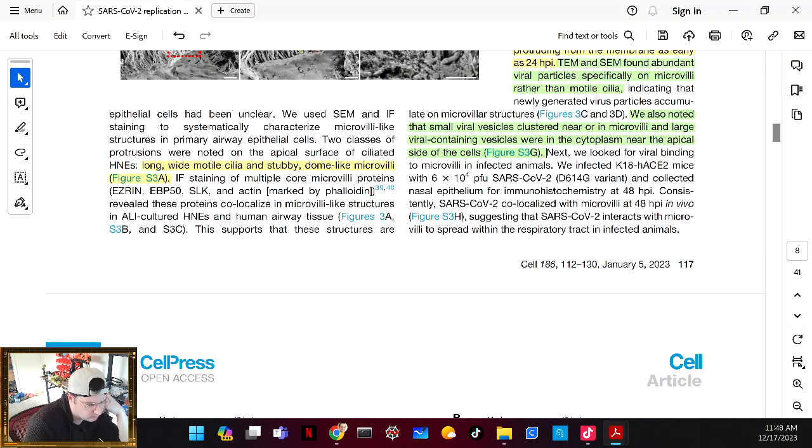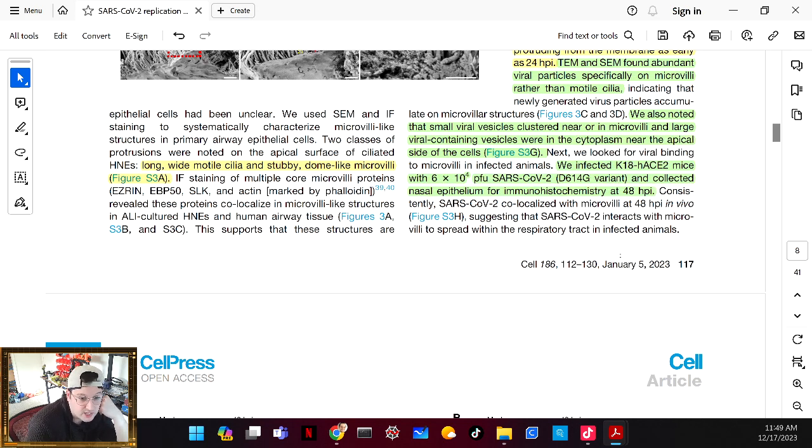Next, we looked for viral binding to microvilli in infected animals. We infected mice with COVID and collected nasal epithelium for immunohistochemistry at 48 hours post-infection. So cool, they're doing a comparison to mice. So they're not just using their organoid model, they're using a mouse model. Whatever, I'll just highlight the whole thing.